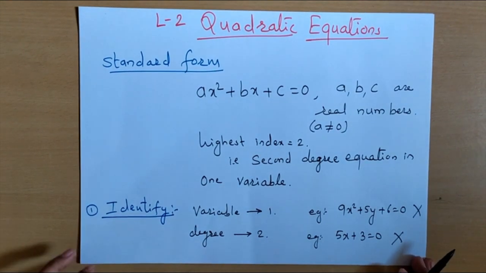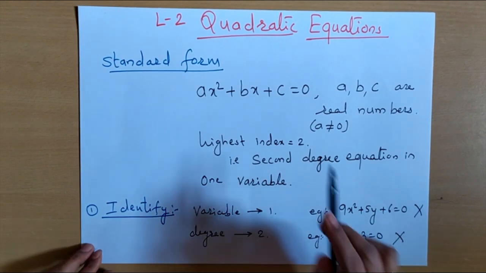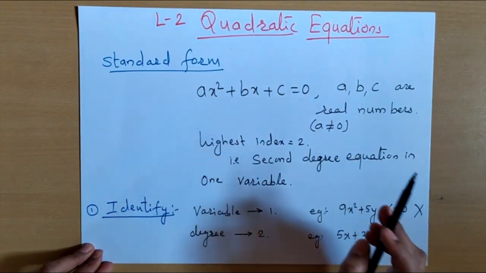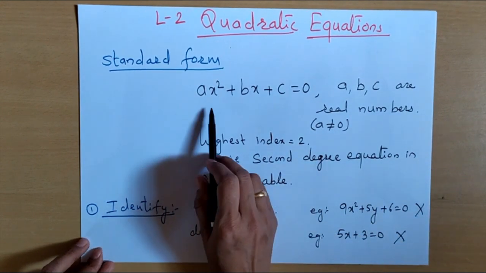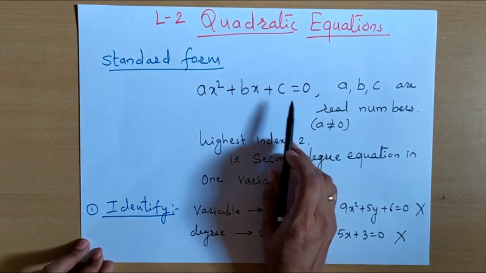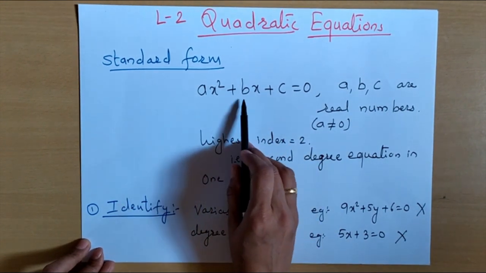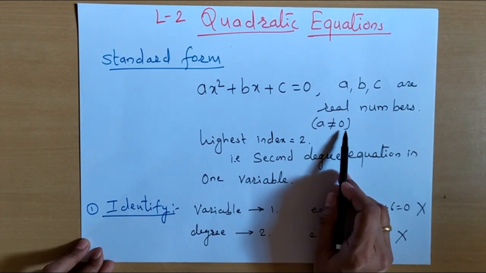Hello students, today let us see the second lesson of Maths 1, that is quadratic equations. Now what is the standard form of a quadratic equation? It is ax square plus bx plus c equal to 0, where these coefficients a, b, c are real numbers and a is not equal to 0.